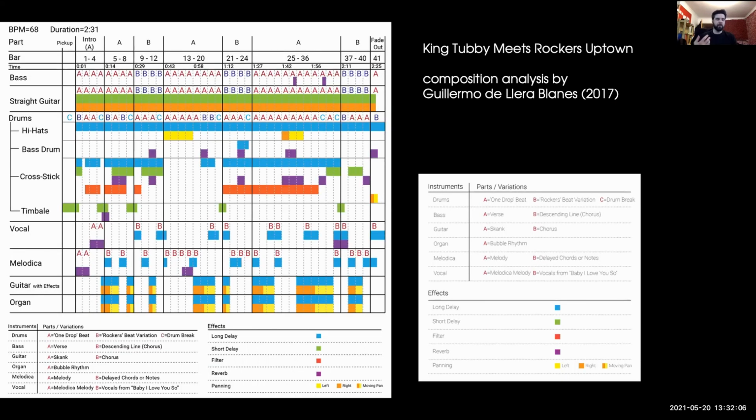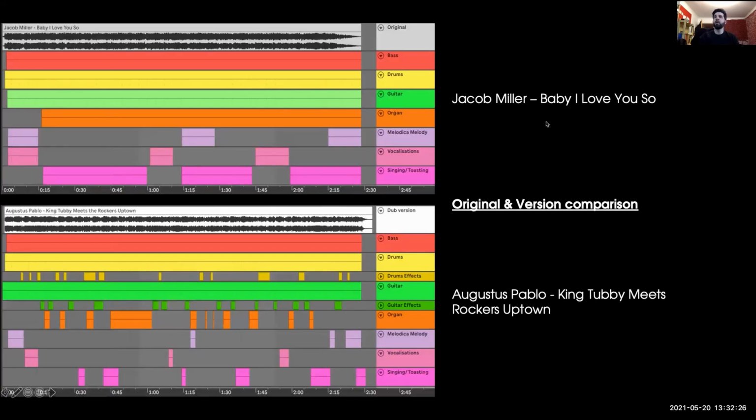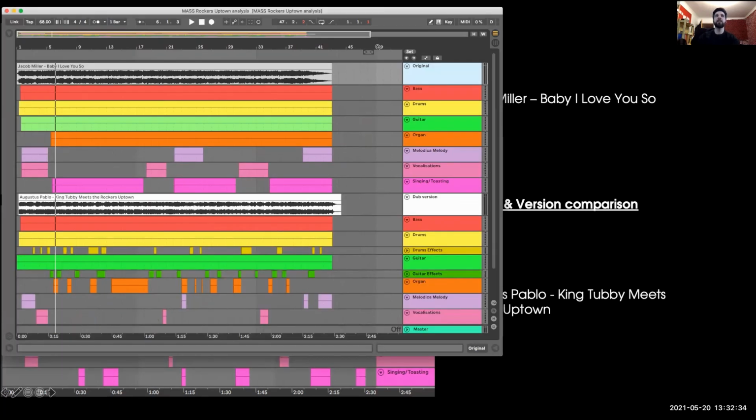This is credited to Augustus Pablo, who composed some of the parts and also played the melodica, but the engineering and the processing of the multi-tracks was done by King Tubby. So obviously this is quite complex, and so I created a more simplified version of the original and the version of the dub of that. So I'm just going to play a few minutes of each one, so you can actually track the differences from each one.